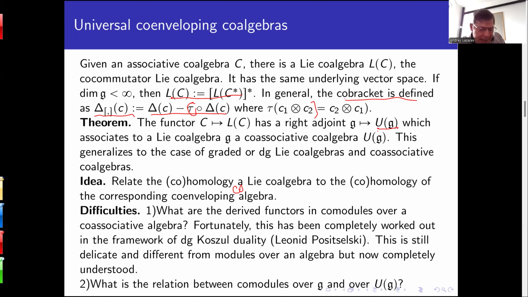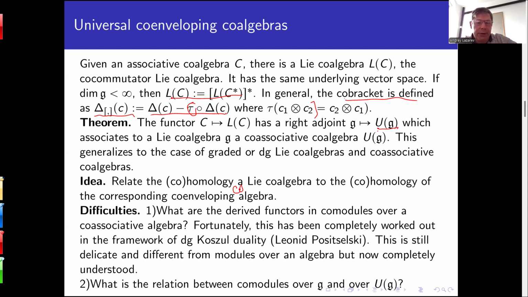I'm not going to spend too much time on that particular question, but I'll just say that fortunately, this has been completely worked out. It's not a completely straightforward question to answer, but it has been answered in the framework of differential graded Koszul duality, as constructed by Leonid Positselski. Right, so we do have Ext and Tor in the category of comodules.